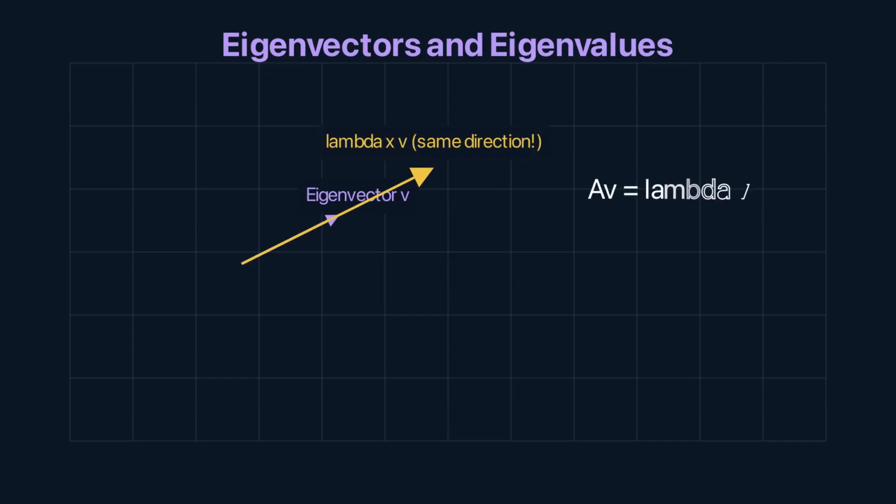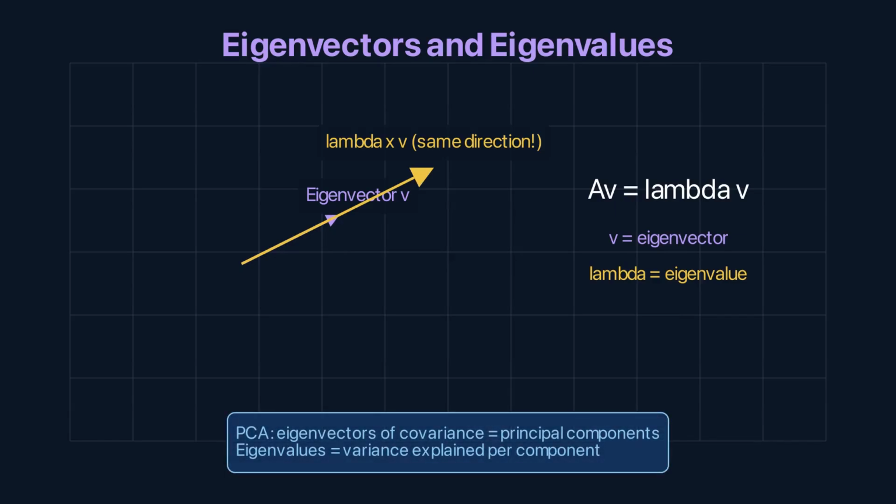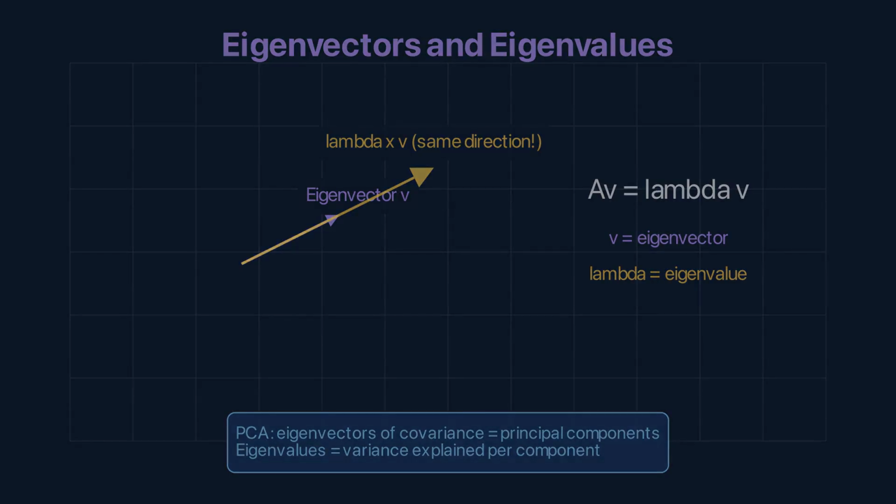In PCA, the eigenvectors of the covariance matrix are the principal components. The eigenvalues are the variance explained along each component. PC1 has the largest eigenvalue, the direction of maximum variance.